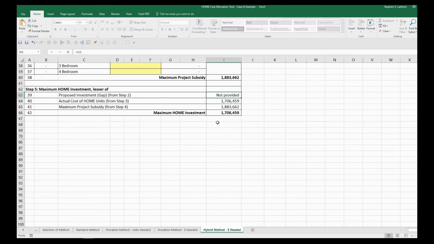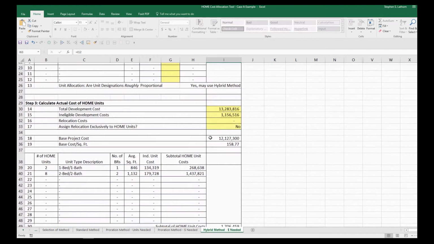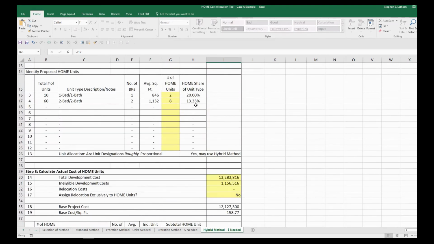They're really iterations of the same thing, and the primary difference is whether or not the units are designated in exactly the same proportion or roughly the same proportion. In both cases, you need to pay attention to this line 13 about whether we can use the hybrid method or the proration method or not. So if these units are designated in a wacky configuration that is not roughly proportional, it will tell you, no, you cannot use this method.